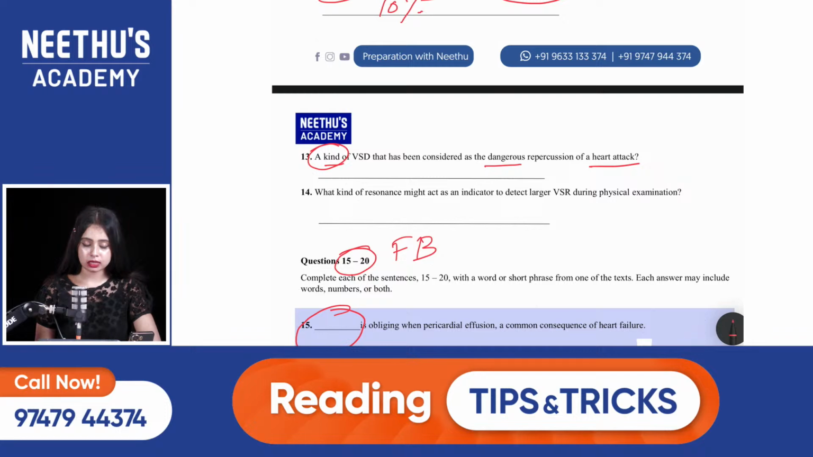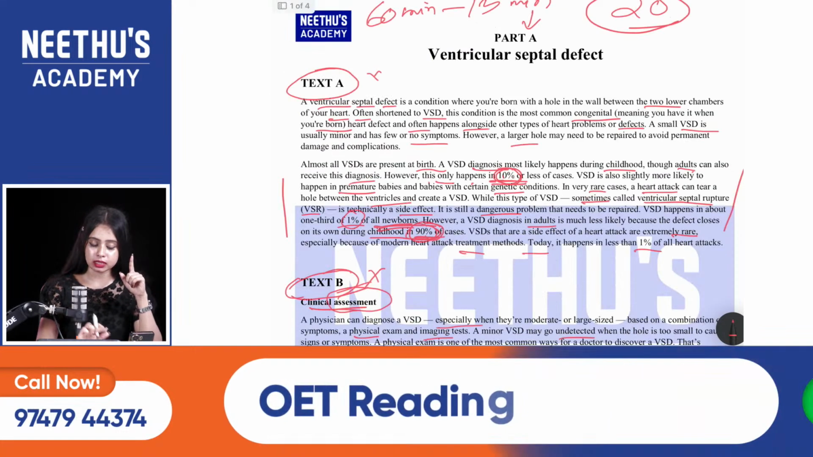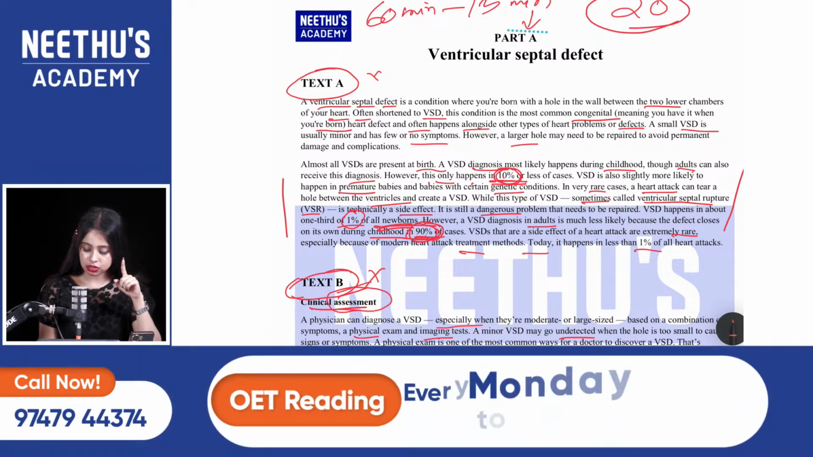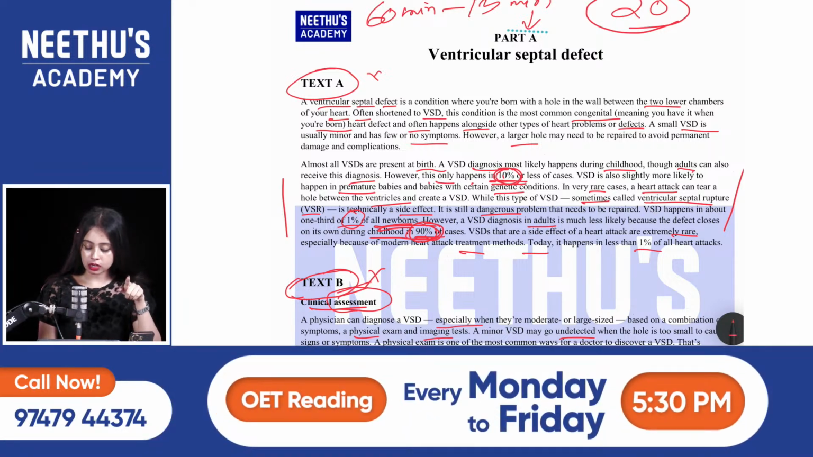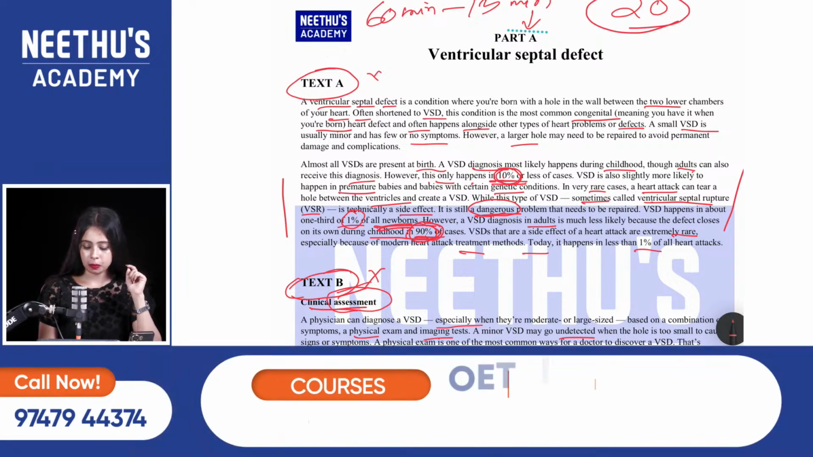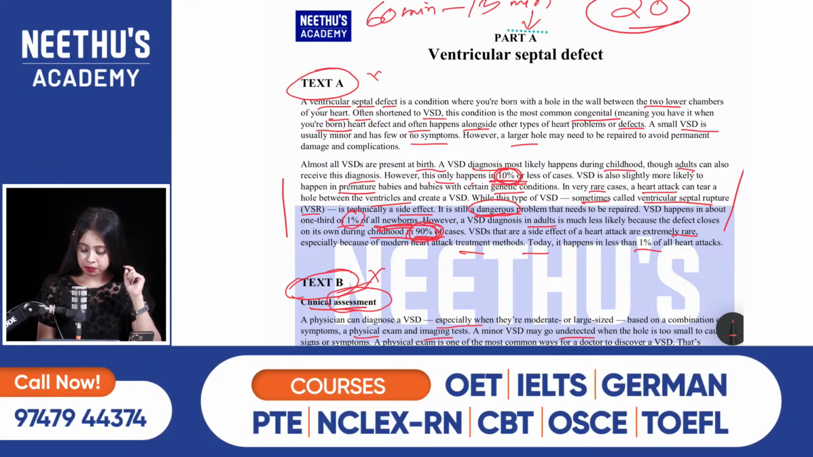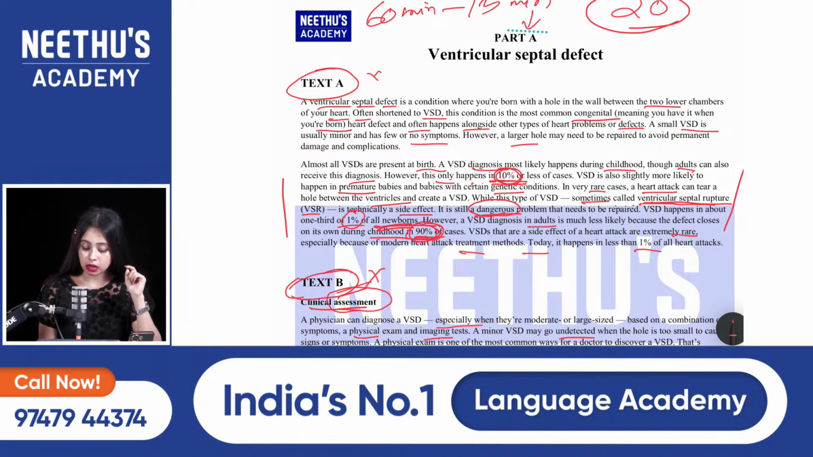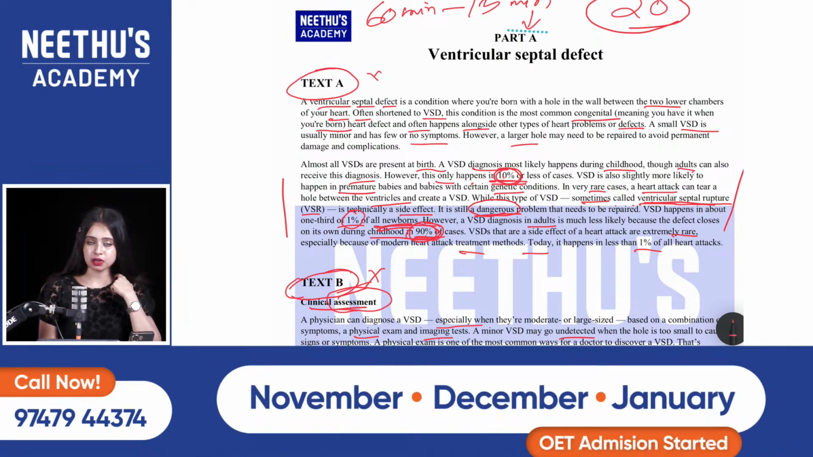What is dangerous? And I have marked it very clearly in text A. Okay, but I had marked it somewhere. Yes, dangerous one, it says. Here, see, dangerous. So that one is sometimes called ventricular septal rupture, or you can write VSR. The abbreviation is there, so nothing necessary here.